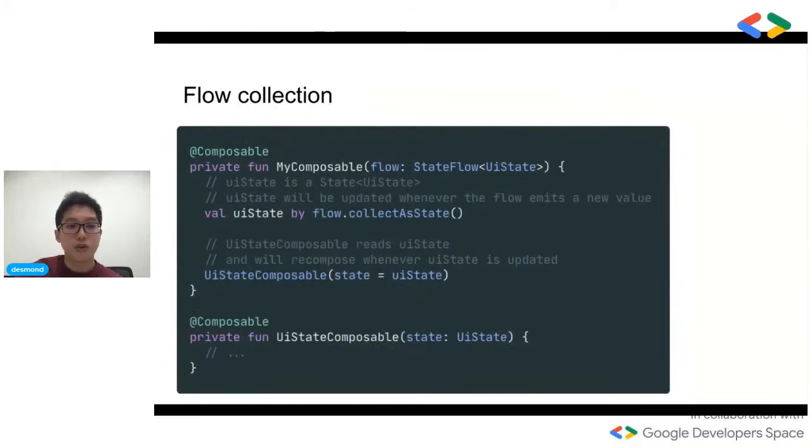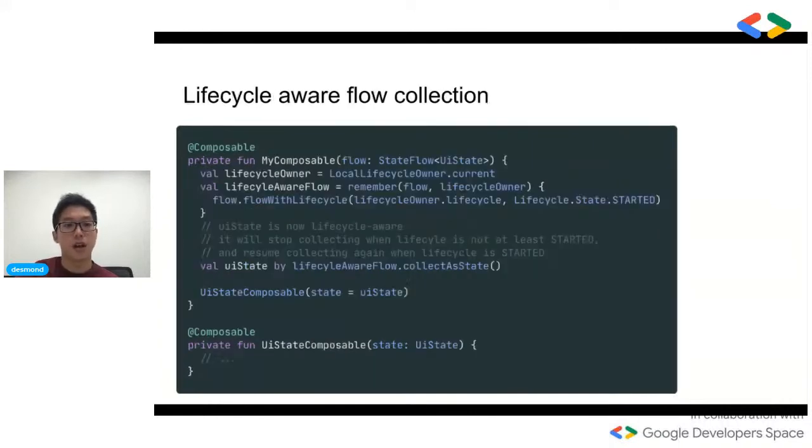In Compose, it is also very easy to collect from a flow with collectAsState. What this does is transform the flow into a composable state, which you can read from composable functions. In case the flow is a hot flow, we will be wasting resources if the host activity is in the background. When the app is in the background, the composition will still be active and the collection of the flow will never stop, which means that the flow will still continue running and producing values.